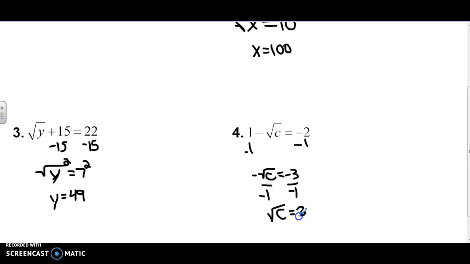So remember, it equals a positive, so we know there's an answer. If it's equal to a negative, there'd be no solution. But we will just go ahead and square both sides here. Canceling that out, and c equals 9. All right.